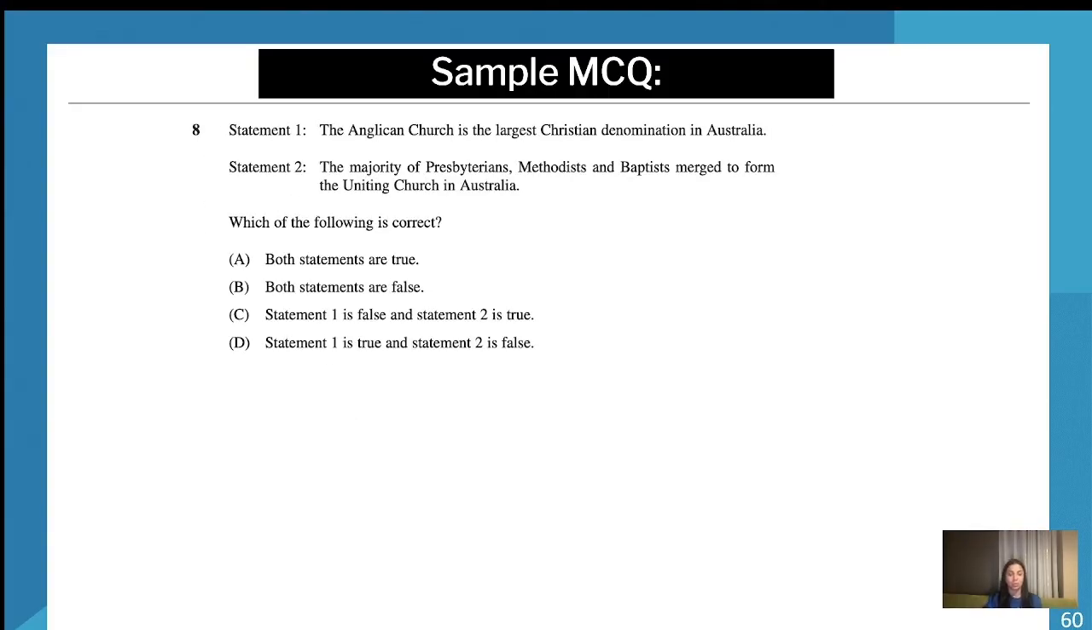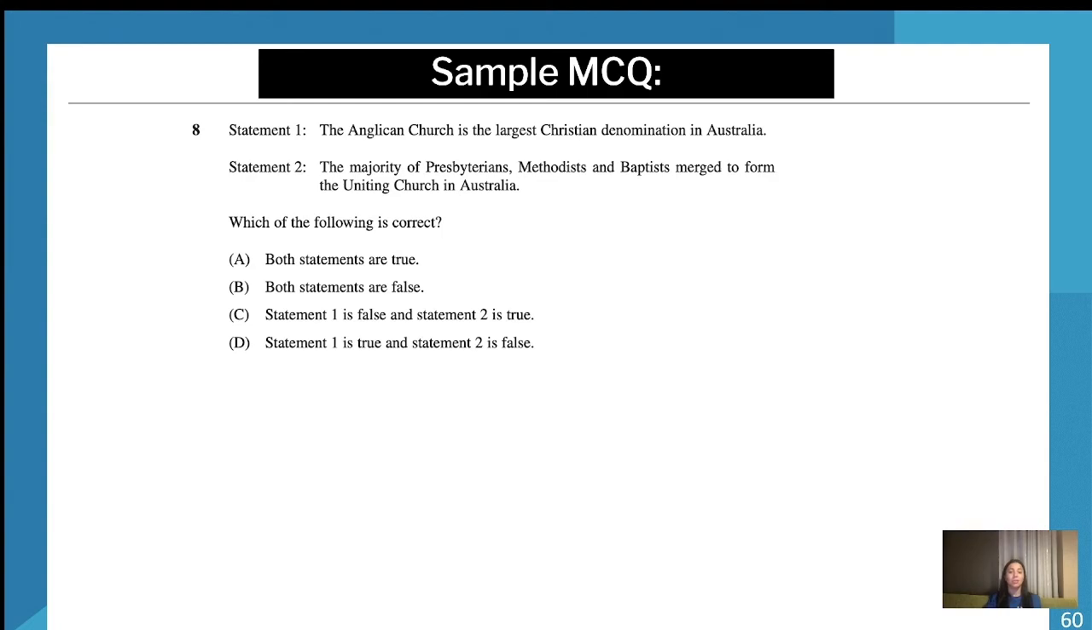Guys, these are also all past HSC questions. And I'll leave this one up to you guys to put in an answer and then we'll go through it. It's another one of those statements because I'm feeling love and I'm like, let me give you the harder questions. So we've got this one. The Anglican Church is the largest Christian denomination in Australia. Have a think about that.